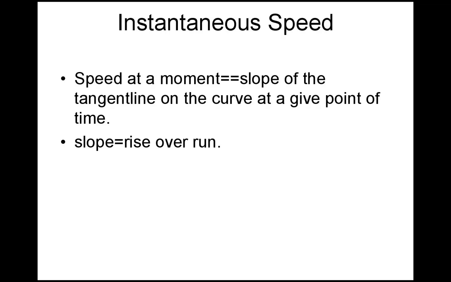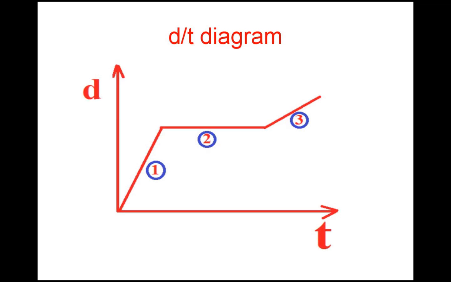Yeah, that's right. So instantaneous speed means the speed at a given moment. So it's basically the slope of the tangent line on the curve at a given point of time, right? So the slope is actually rise over run by definition. So if we look at the d-t diagram, this is d over t. So d is what? d is y, which is the dependent variable, and t is x, which is an independent variable.